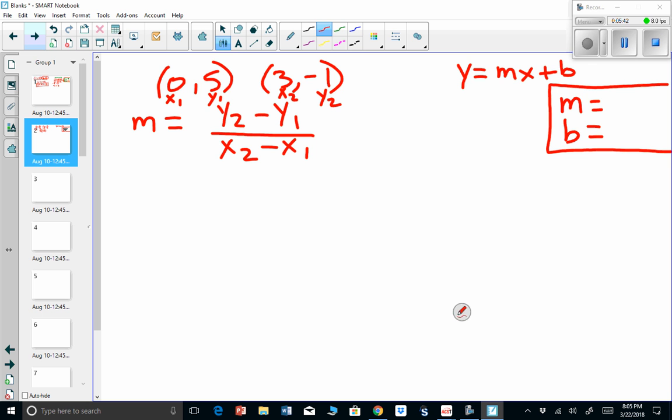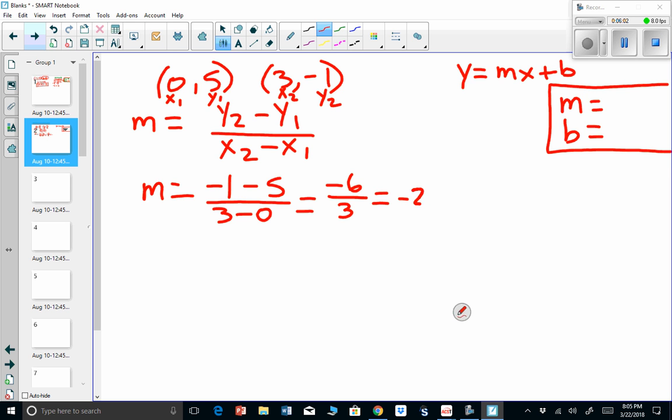Then we go ahead and plug each item in, and we get m equals negative 1 minus 5 over 3 minus 0, which simplifies to negative 6 over 3, which can be further simplified to negative 2. So our slope is negative 2. We have one of the two things we needed. The other thing is the y-intercept. There are 4 items here. We know 3 of them, so we can solve for the 4th one.